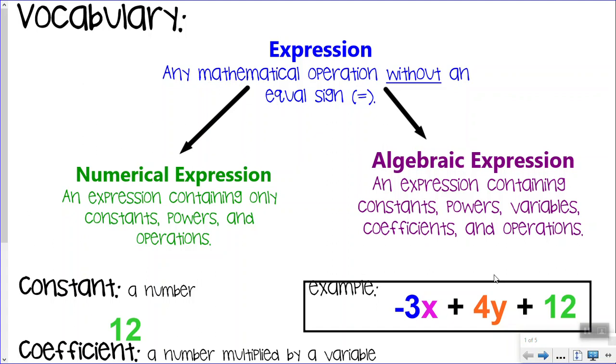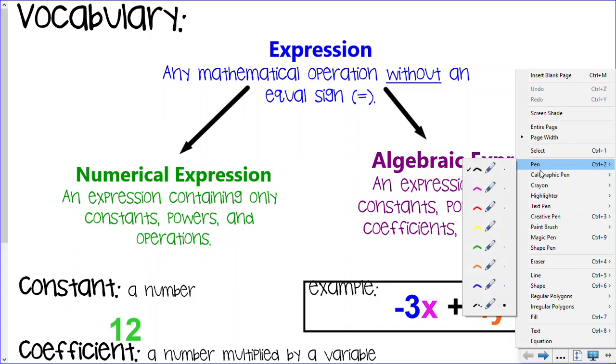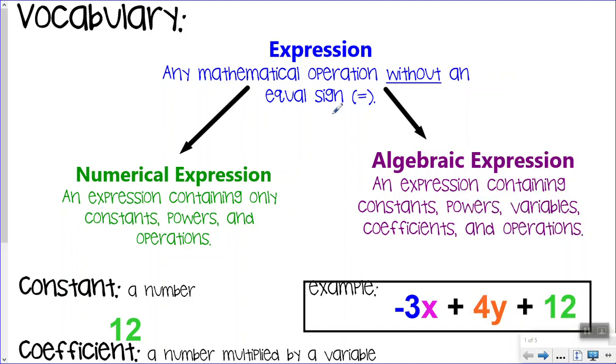An expression is a math sentence that doesn't have an equal sign in it. That sentence could be very simple. It could just be a number or a variable. It could have some operations in it. But as long as it doesn't have an equal sign in it, that means that it's an expression.